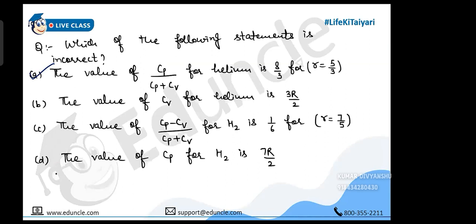Sir, in the second option it should be 5 by 2 R, not 3 by 2? What? Helium is monatomic, it is not diatomic. Oh, okay, it is correct. It is not wrong. It is monatomic. For monatomic, only 3 degrees, so 3R by 2.